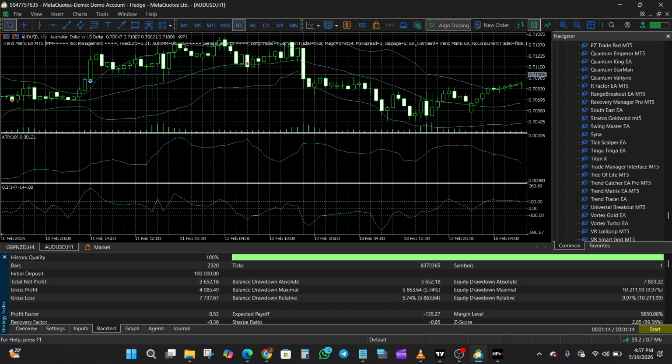I'll still recommend running longer term testing yourself, as well, so you can get a more complete picture of how the EA behaves across different market cycles and volatility environments. Overall, the trend matrix EA for MT4 and MT5 is presented as a structured trend following system with a strong focus on risk control, trade management, and adaptability across multiple markets. The combination of filtering tools, recovery logic, and execution controls makes it a system that relies heavily on configuration and proper testing before live use.